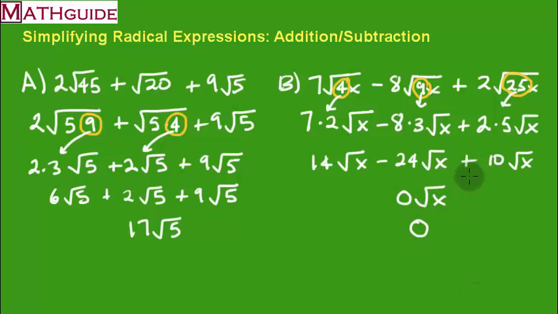So this one is strange. The problem actually negated itself, and I'm actually down to 0. So all of that canceled, so to speak. Kind of a strange problem. That doesn't often happen. Anyway, that's all there is to it. Just make sure you get like radicals before you combine radicals.